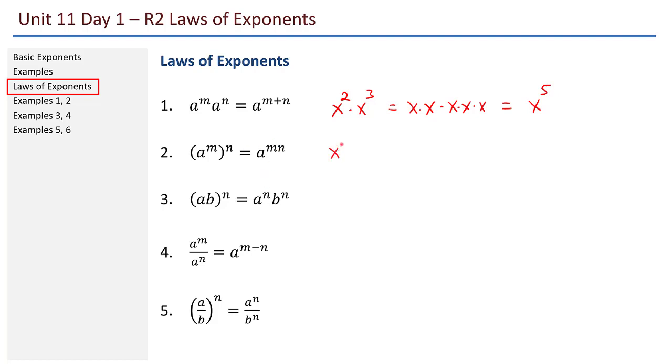What if I have x squared and then that gets cubed? So that's the same thing as x squared times x squared times x squared. But then each x squared is really just x times x. So that is x times x times x times x times x times x. And how many x's do I have? I have 6 x's. So x to the 6, which agrees with the rule. So 2 times 3 is 6.